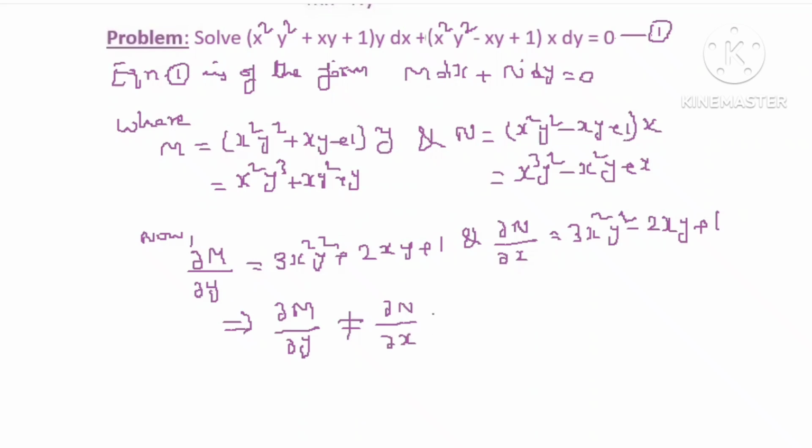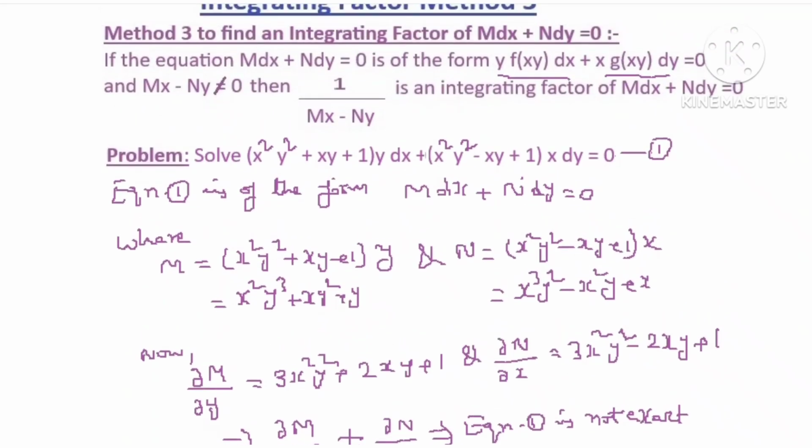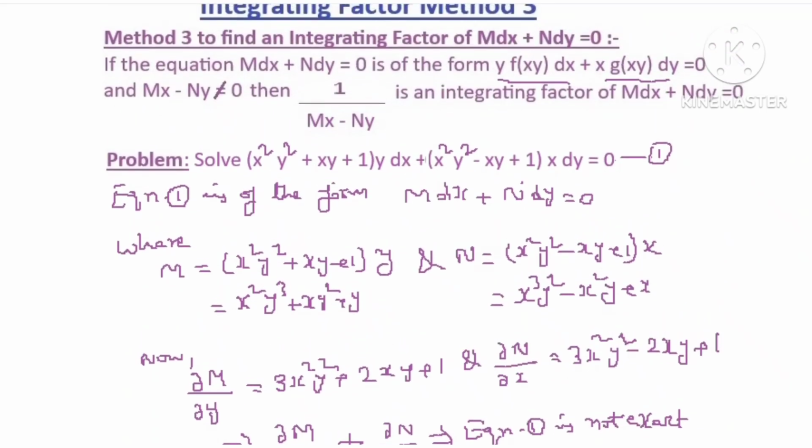So what does it imply? This implies that equation 1 is not exact. But equation 1 is of the form y f(xy) dx plus x g(xy) dy is equal to 0.